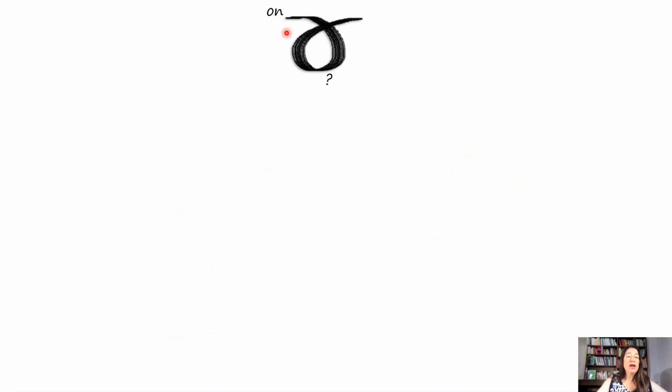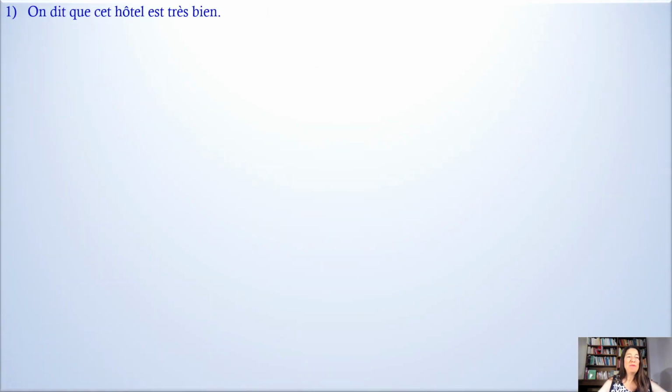We're going to consider that "on" is R1, and we're going to look for O2. What does "on" refer to? And once we have analyzed that question, then analyzed the meaning of "on", we're able to translate it into English. So let's look at examples. "On dit que cet hôtel est très bien." So as usual, make sure you pause the video to take the time to translate the sentences before I do.